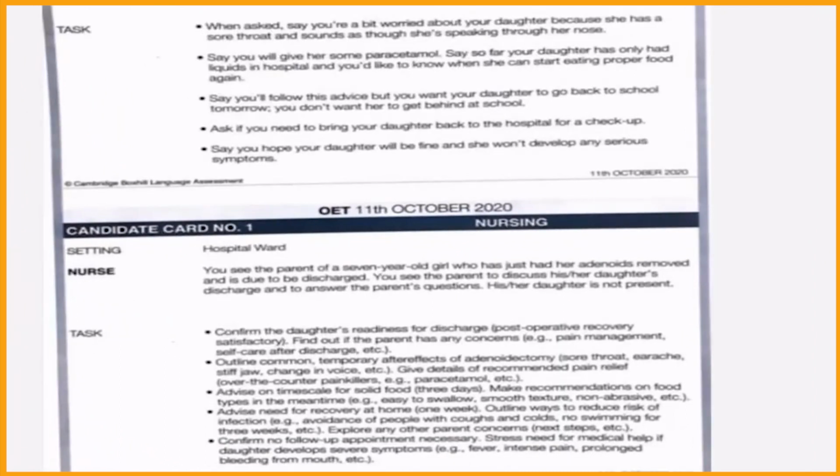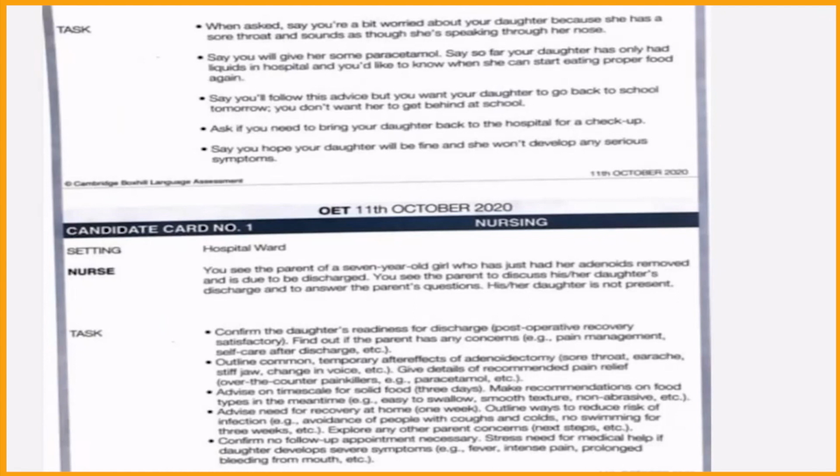Read. Advice for solid food. Recommendations or food types in the meantime. Example, easy to swallow, smooth texture, non-abrasive, etc. Okay. So now I'll ask, when can she start on solid foods? You're giving me this, okay? Advise the time scale. Here, time scale refers to the time period for solid food.